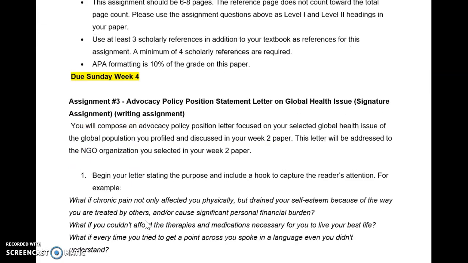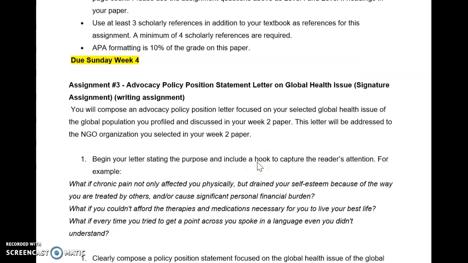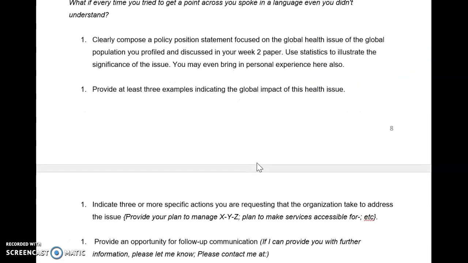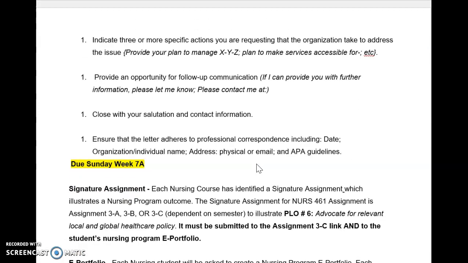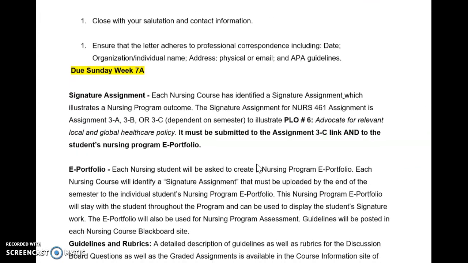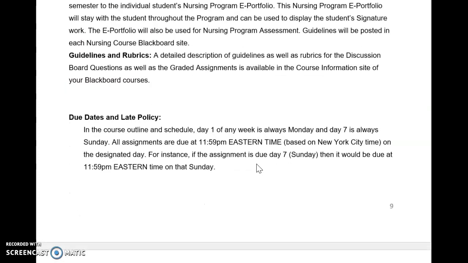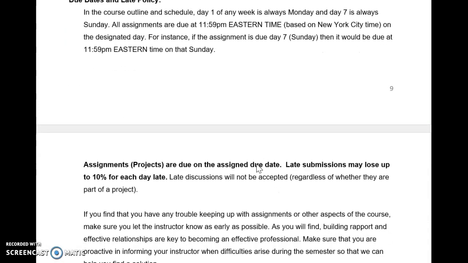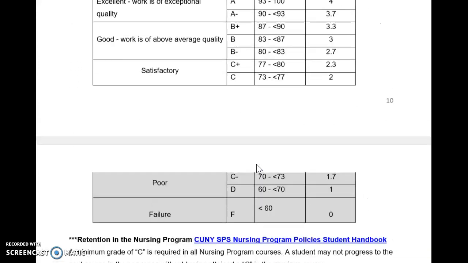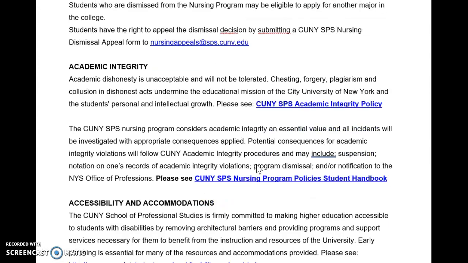Assignment number 3, the advocacy policy position statement, is your signature assignment that I spoke of. Just to go back a second, your second assignment is due June 26th, which is the Sunday of week 4. Moving along to assignment number 3, this gives you guidance as far as what you need to do for this assignment, due Sunday of week 7. This talks about due dates and late policy, SafeAssign, which we briefly went over, and grading.